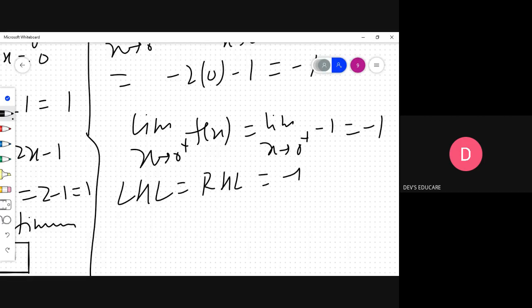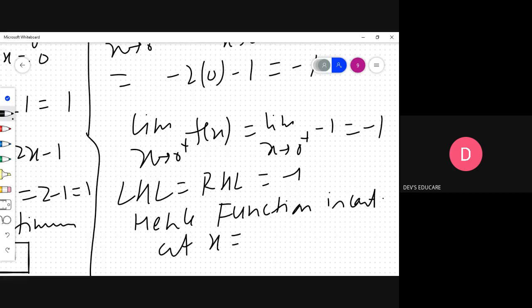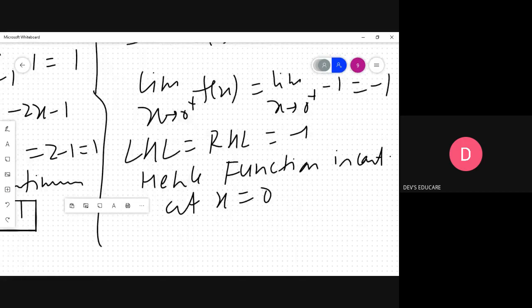Hence the function is continuous at x equals 0. We conclude that there is no point of discontinuity.